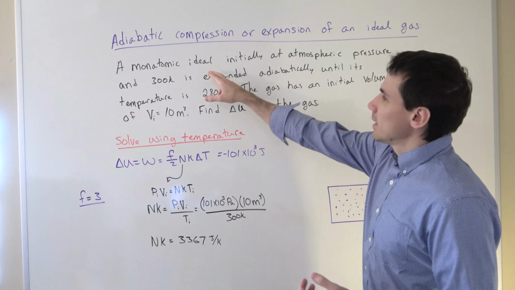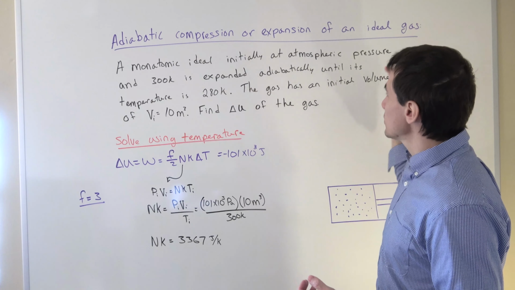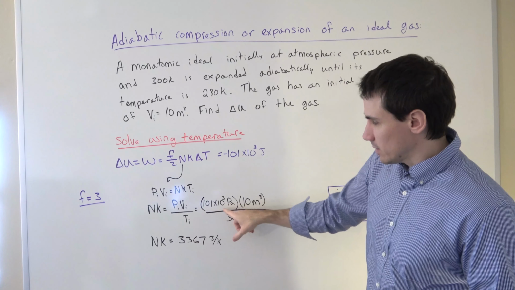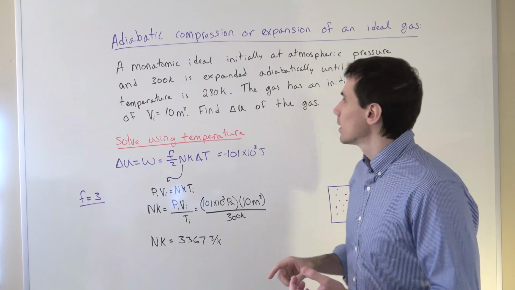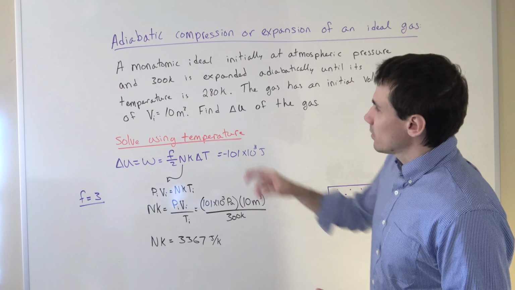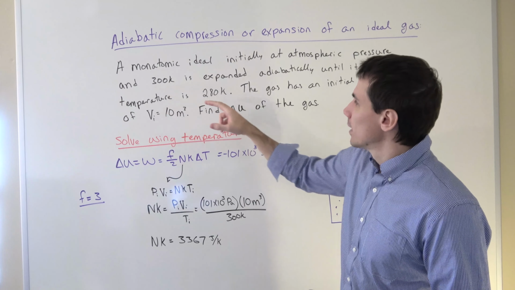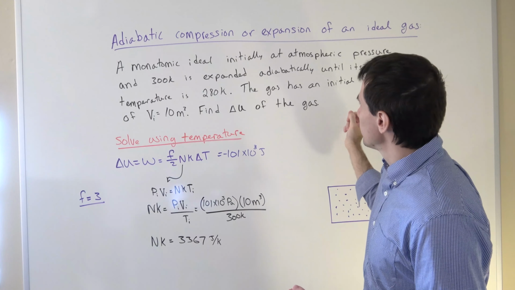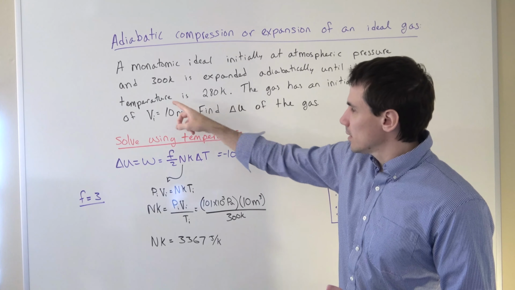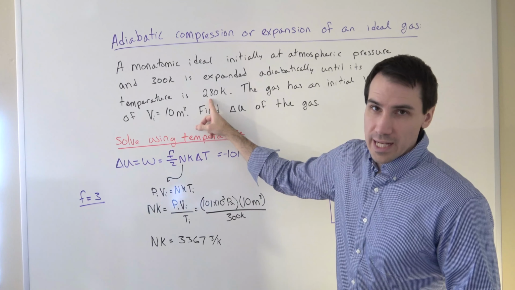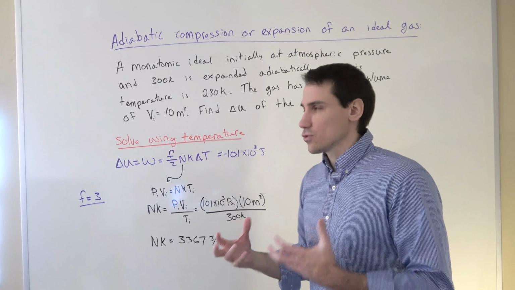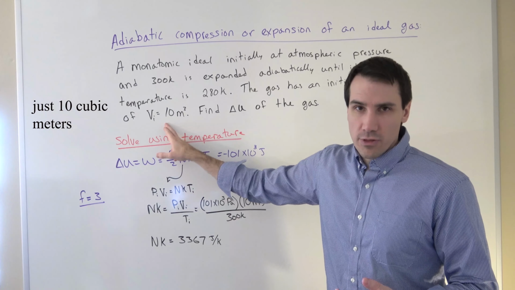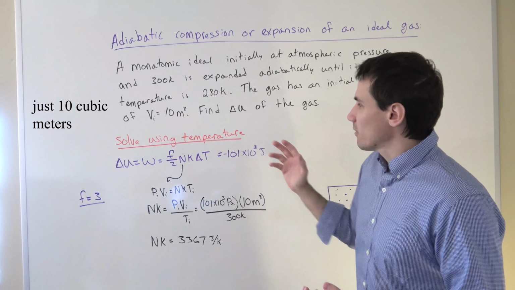Okay, this monatomic ideal gas is initially at atmospheric pressure, which is 101 times 10 to the 3 pascals, and 300 Kelvin. It is expanded adiabatically until the temperature is 280 Kelvin. So its temperature is dropping. And the gas has an initial volume of 10 to the 3rd cubic meters. And we want to find delta U.